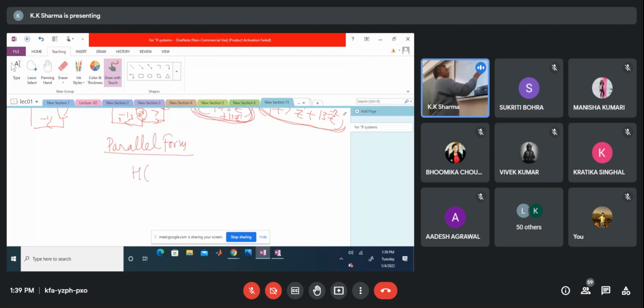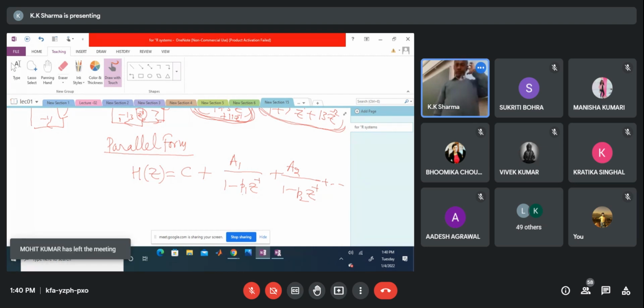So in this parallel form, you will be making the partial fraction expansion of the given system function: some constant plus, say, a1 upon 1 plus p1 z inverse plus a2 upon 1 minus p2 z inverse and so on. So you have made a partial fraction expansion of the given H(z), and you can find out a1, a2, and this constant can be 0 also. p1, p2 are of course your pole positions.